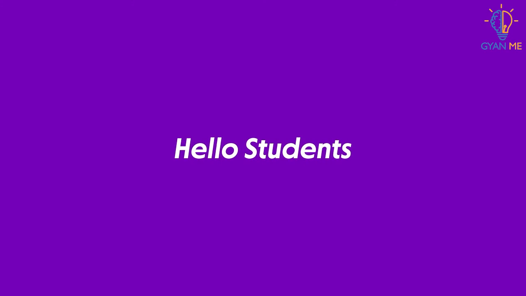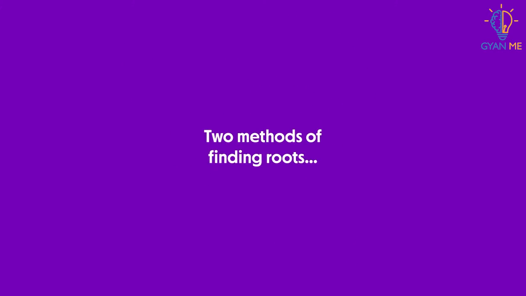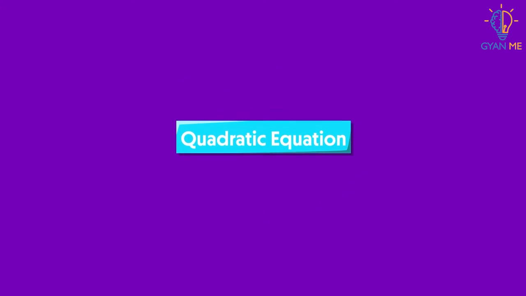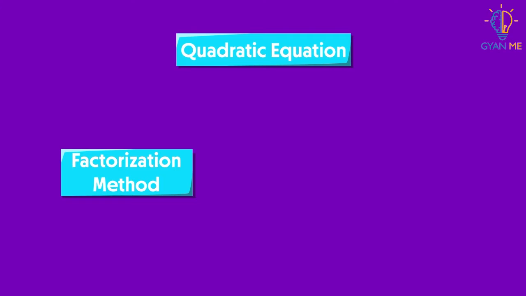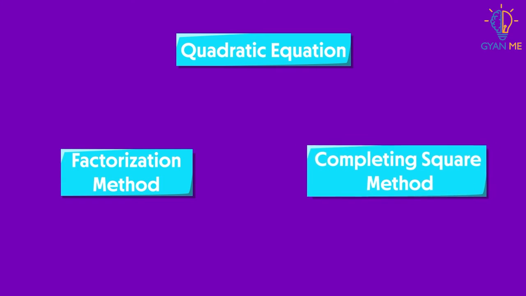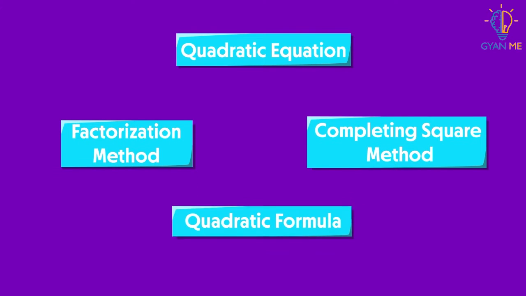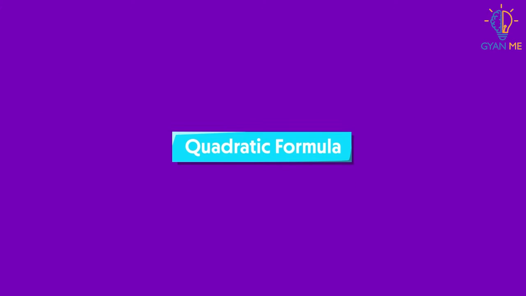Hello students! Till now, we have seen two methods of finding roots of quadratic equation. One is factorization method and the other is completing square method. But isn't it easy if we get some direct formula to find the roots of quadratic equation, wherein we can just put the given values and calculate it to get the roots of equation? So today, let us derive one such formula with the help of which we can find roots of quadratic equation directly.